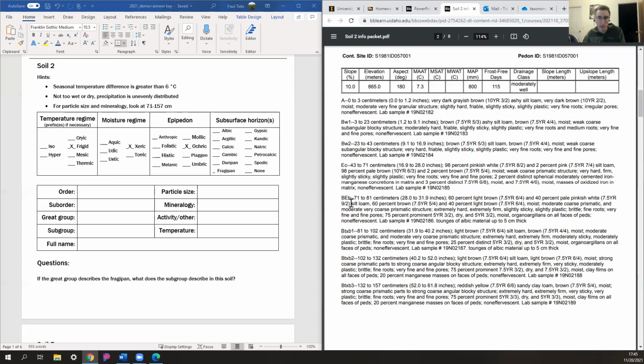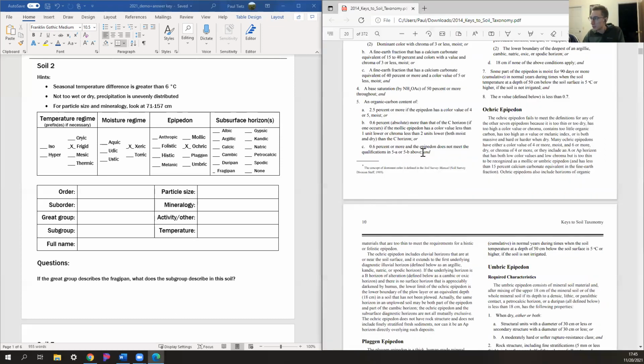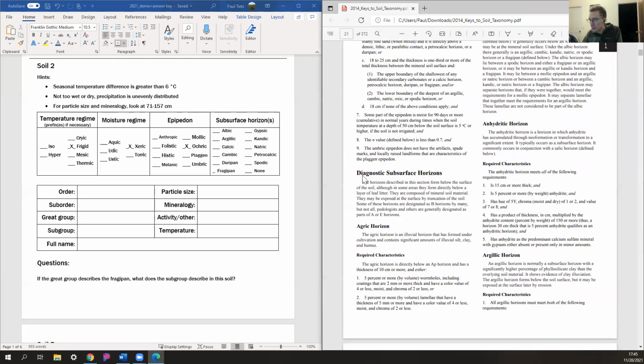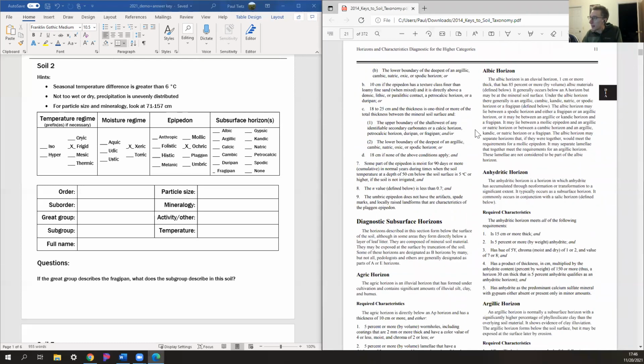So let's go back and start trying to fit some of these to their definitions. Back to the taxonomy book, and we'll keep scrolling down to our diagnostic subsurface horizons. Okay, this is what we're going for. Right here, we've got albic. Albic horizon is an eluvial horizon, right? Our E horizon, at least 1 centimeter thick, that has 85% or more by volume albic materials.